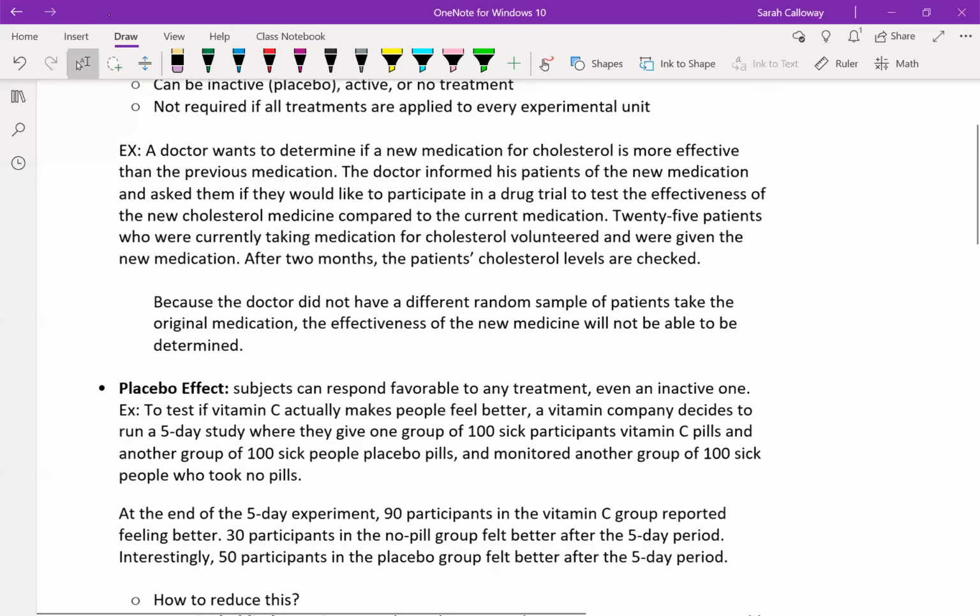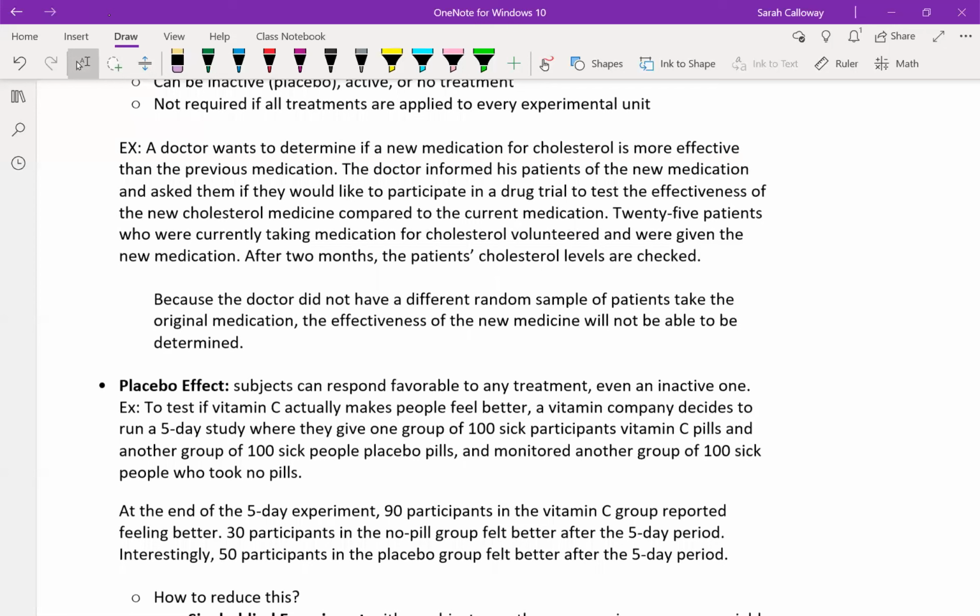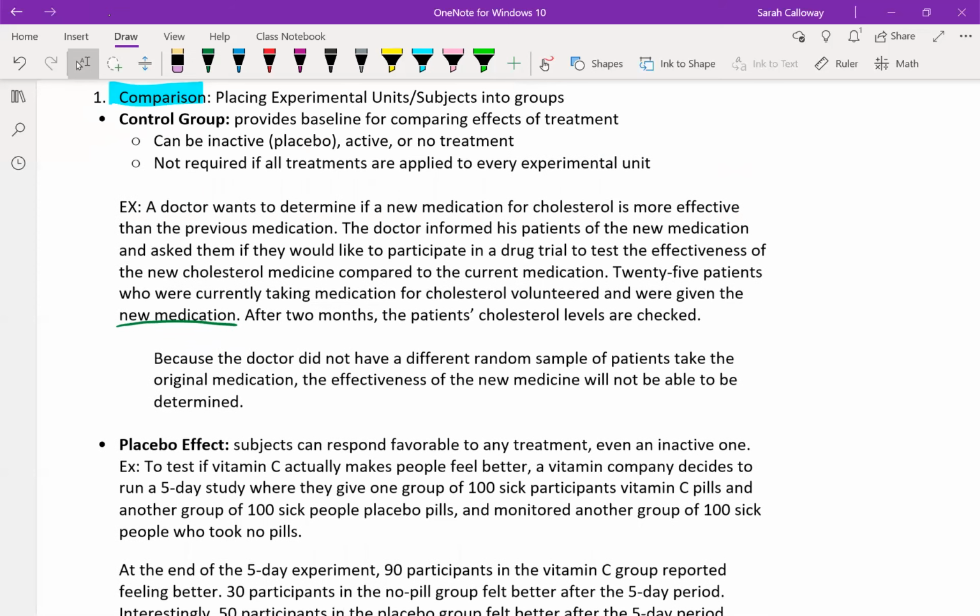In this example, we have a doctor that wants to determine if a new medication for cholesterol is more effective than the previous medication. The doctor informed his patients of the new medication and asked them if they would like to participate in a drug trial to test the effectiveness of the new cholesterol medicine compared to the current medications. 25 patients who were currently taking the medication for cholesterol volunteered and were given the new medication. After 2 months, the patients' cholesterol levels are checked. Notice that there's only one group here, the group that receives the new medication. He doesn't have another group that's taking the original medication where he can compare the results.